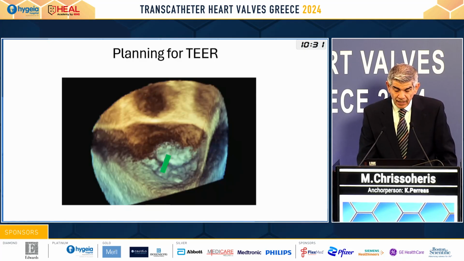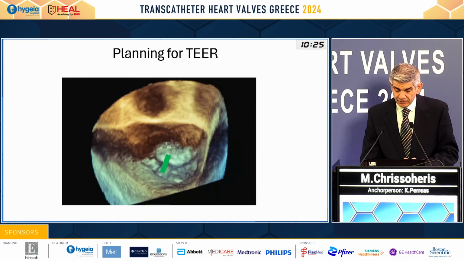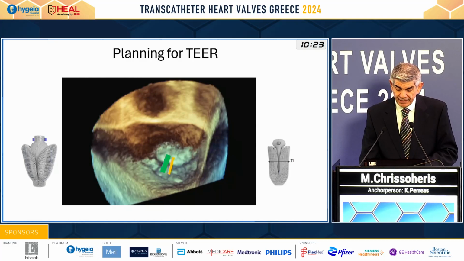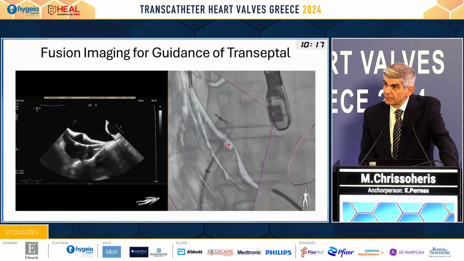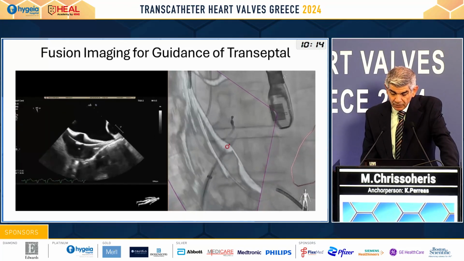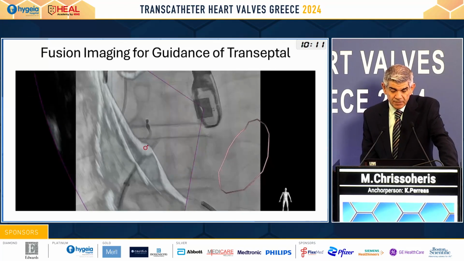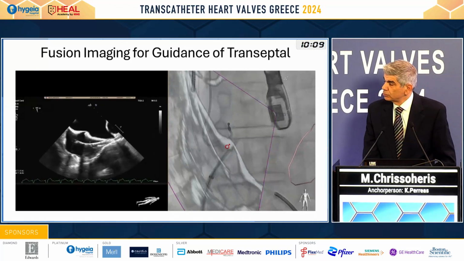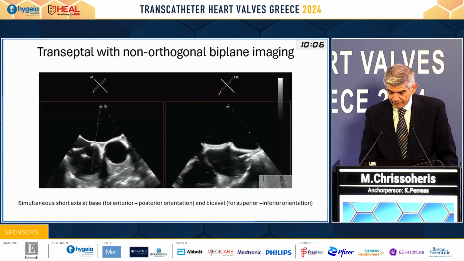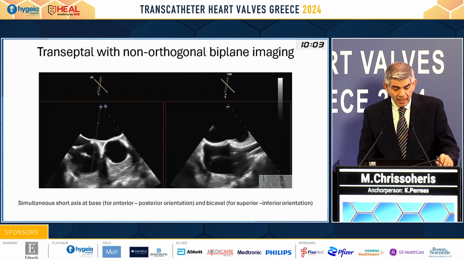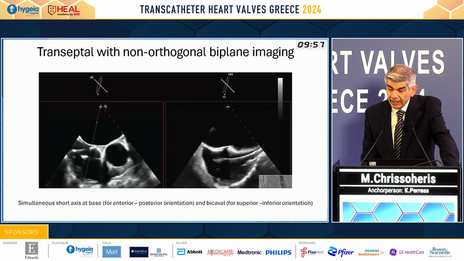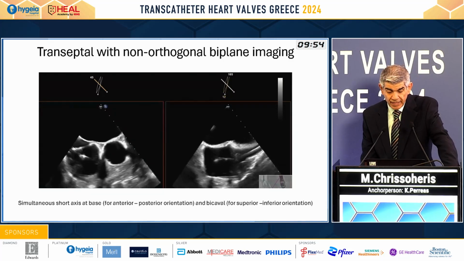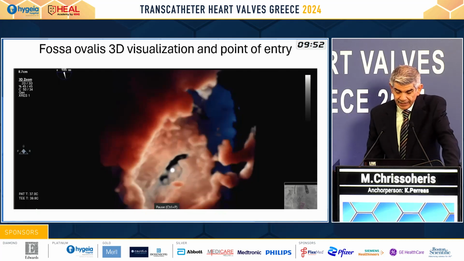So in planning for TEER for this particular patient, we opted for a single Pascal P10 in this location on the lateral side, and next to it, depending, an Ace device to supplement for any residual MR. Using fusion imaging helps us a lot in terms of transseptal puncture and gives us a good understanding, especially when we have lots of wires on the right side that we want to navigate around so we don't dislodge anything. Also, non-orthogonal biplane imaging helps us a lot to simultaneously project the short axis image as well as the bicaval view, and guides us.